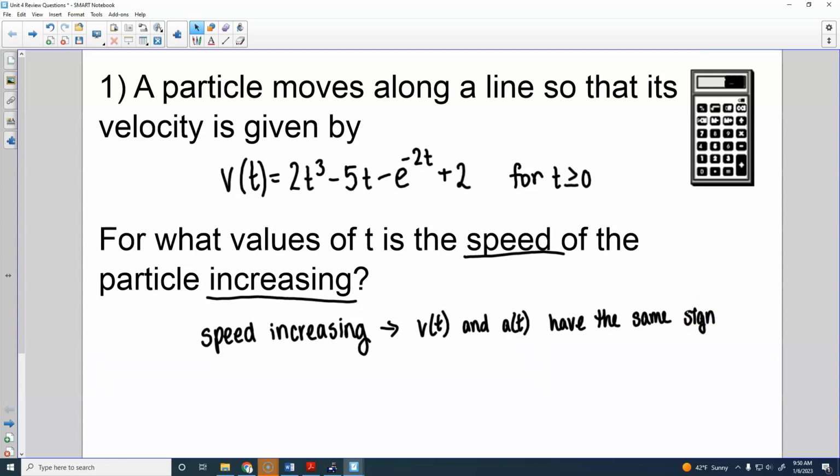Okay, so that could be positive velocity, positive acceleration, which is the way we normally think of it, or it could be negative velocity, negative acceleration. It doesn't ask for it for this problem, but if you have speed decreasing, then velocity and acceleration have different signs.